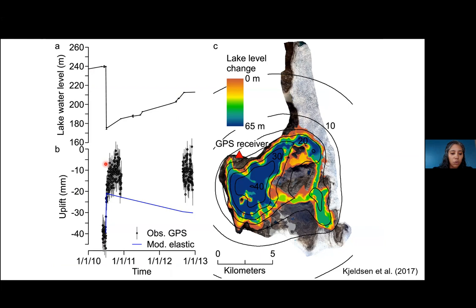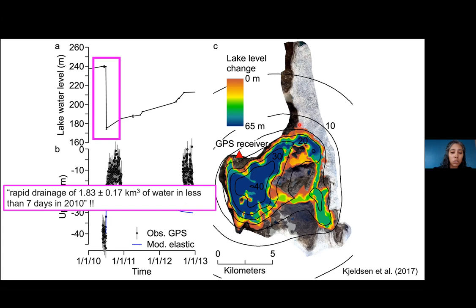So what we see is that in a relatively short amount of time, we have a pretty significant drop-off in lake water levels. In fact, it's on the order of 65 meters, which is a large amount of water. When you calculate the volume, it's on the order of 2 cubic kilometers in less than a week, or over the course of a month, close to 3 cubic kilometers of water. So we're talking about significant volumes of water that rapidly enter the fjord system.